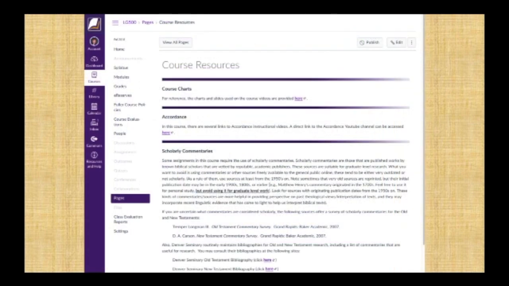Under course resources, I give you further helps of things that may be outside this particular class or additional helps. For example, some of the slides that are used in the videos may be posted. Access to various videos by Accordance and how to use Accordance. There is a lengthy help area on where to find various scholarly commentaries, especially if you are not actually at Fuller Seminary.